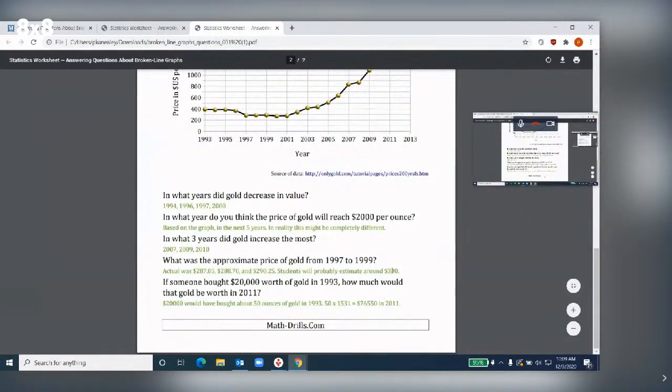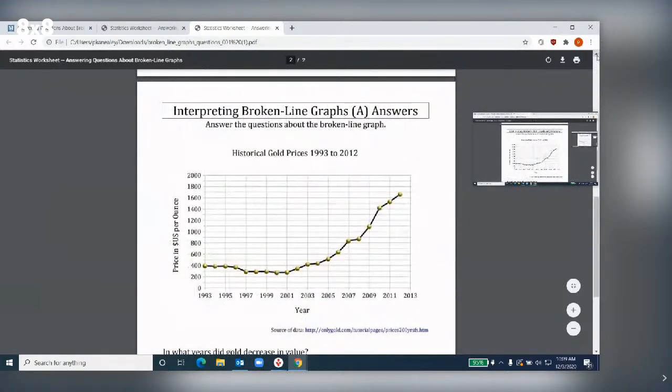So it said about $300 an ounce. Okay. So that's basically when you get a line graph, like I said, the first thing you want to do is look at the title. It's going to tell you what gold prices were from 1993 to 2012. So we're looking at gold for about a 20-year period.